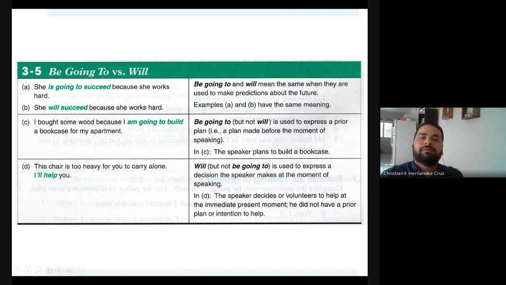All right, but now only be going to, not will. Be going to is used to express a prior plan. For example, a plan made before the moment of speaking.